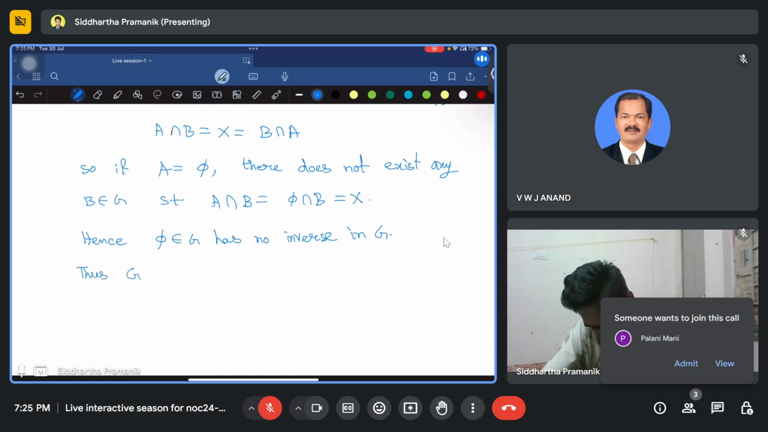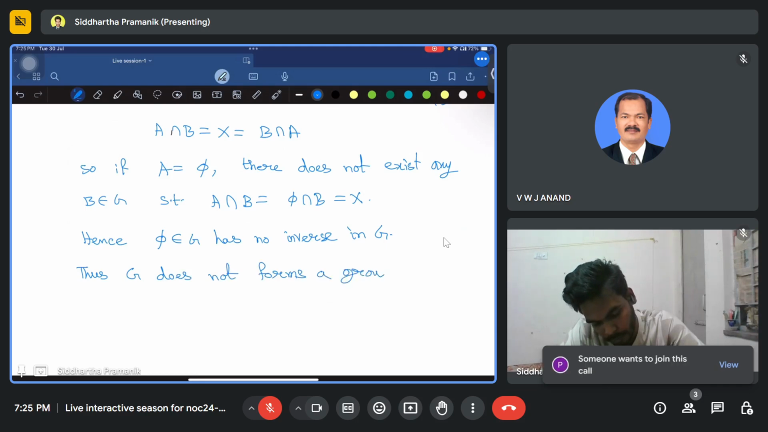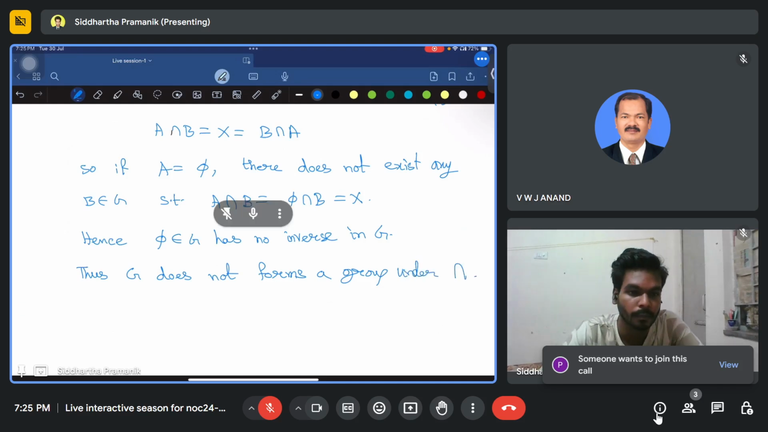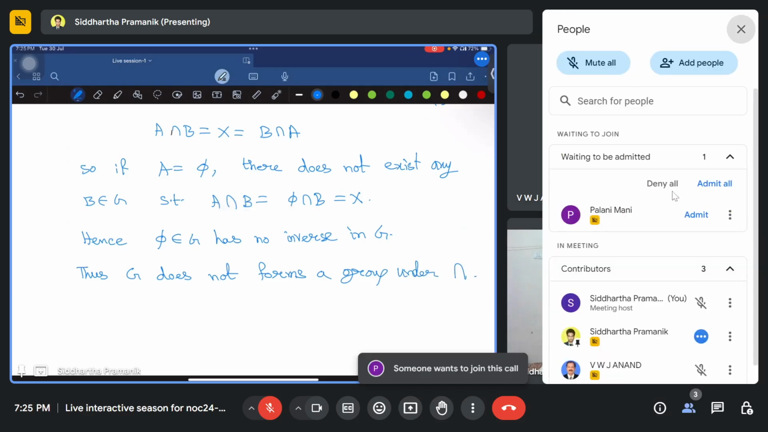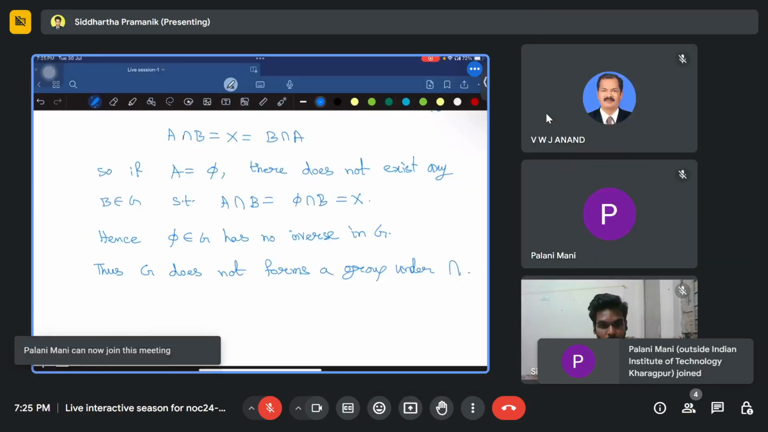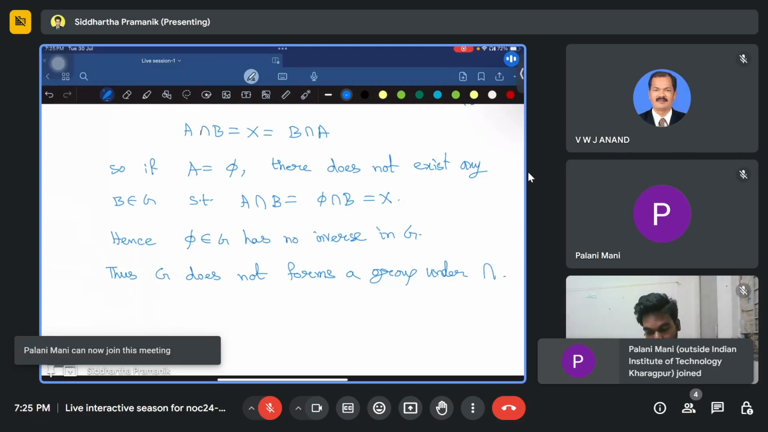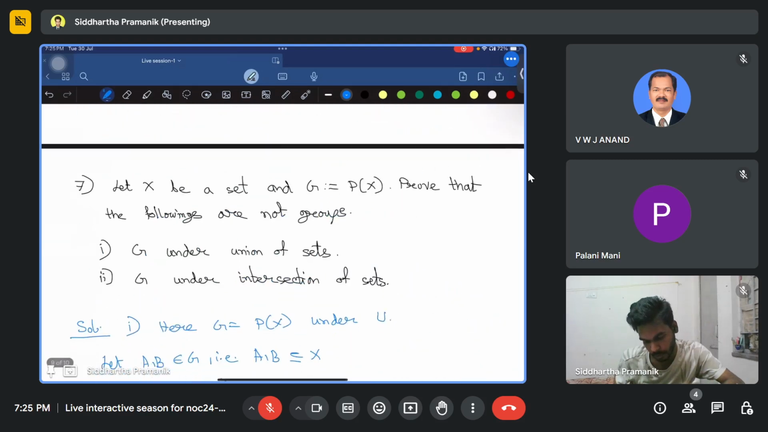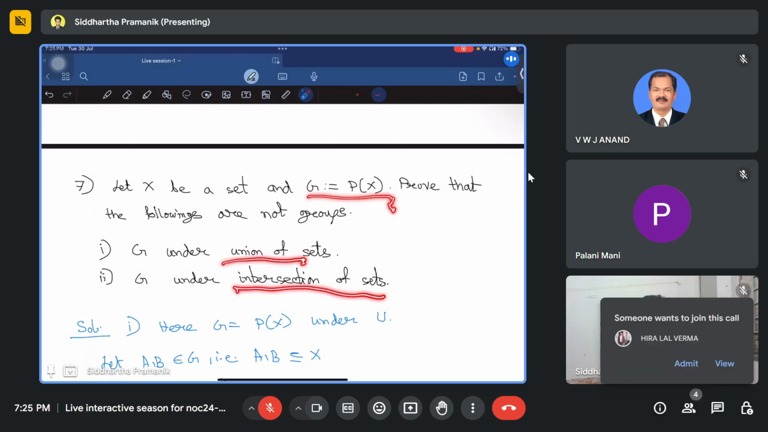So thus G does not form a group under the operation intersection of sets. Okay, I hope this example is clear for you. So the power set of a set X does not form a group under union of sets and also under intersection of sets.